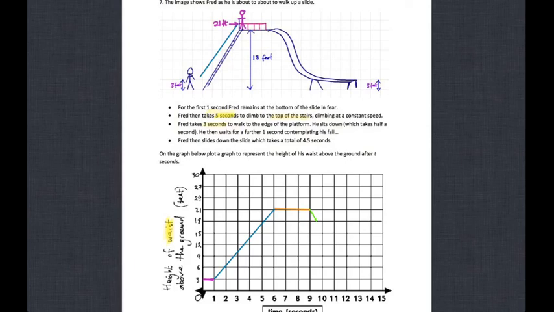If you think about this, he would be standing at the edge and he would sit down. Okay, next, he waits in for 1 second.